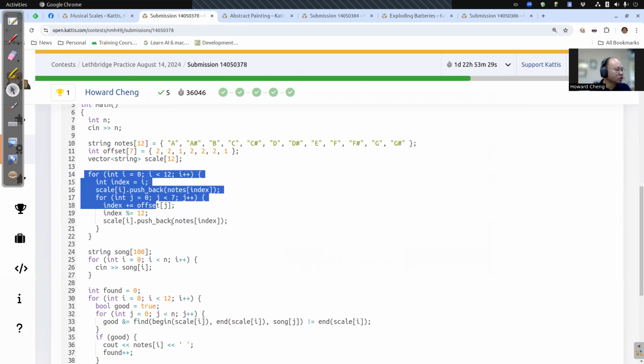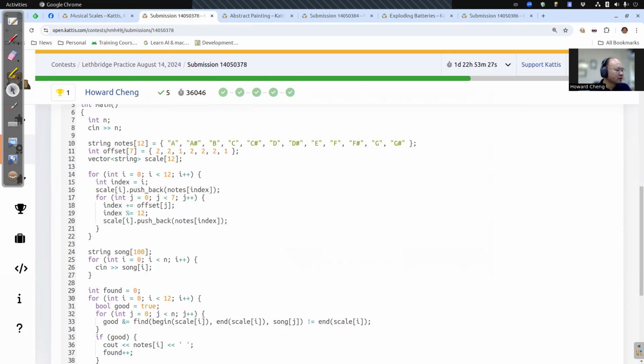Okay, so at the beginning, I'm going to generate all the notes for every scale. So for each scale, there are 12 of them. First, index is the starting point of my scale. It starts at each possible position. And I'm going to push back the note, right? If the index is 3, then it will be C. If the index is 4, it will be C sharp and so on. So I push the starting point for that scale. And then for each of the 7 other notes, index plus equals the offset. So it's either +2 or +1.